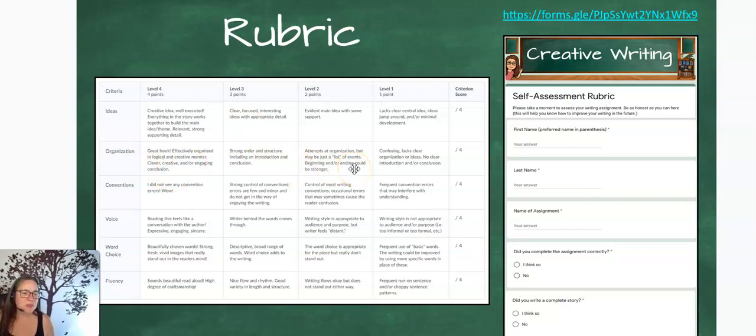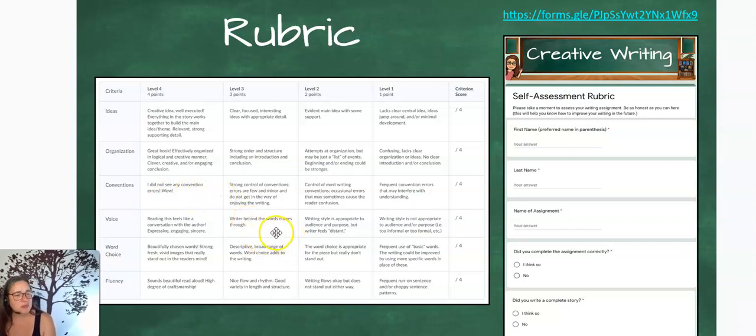Organization, let's say maybe you only got a 2 for that. Attempts at organization, but might be just a list of events. Beginning and ending could be stronger, so it's kind of not real clear, right? Maybe it jumps around and it's confusing what the point is or where it's going. So you might get a 2 for that. Conventions, though, you proofread it so well, there are no mistakes. Maybe I'll give you a 4 for that.